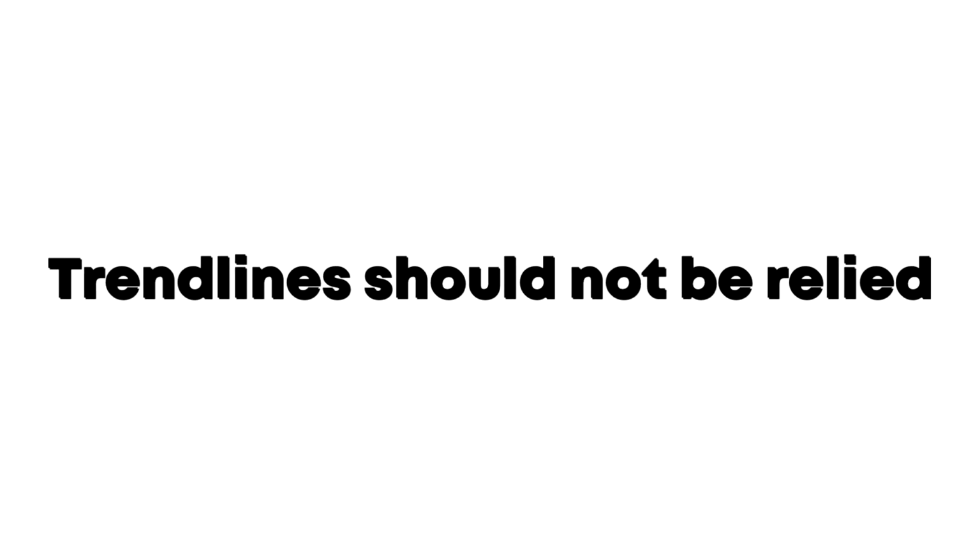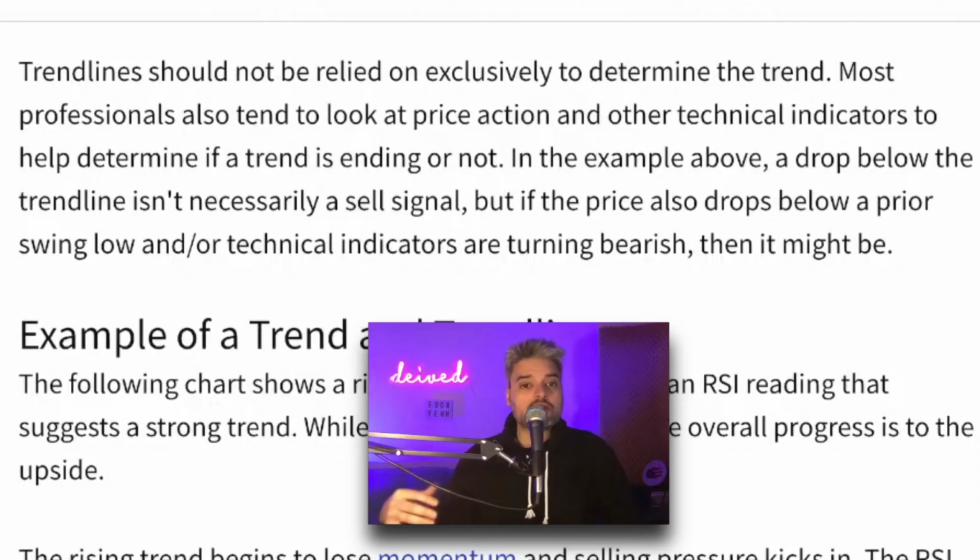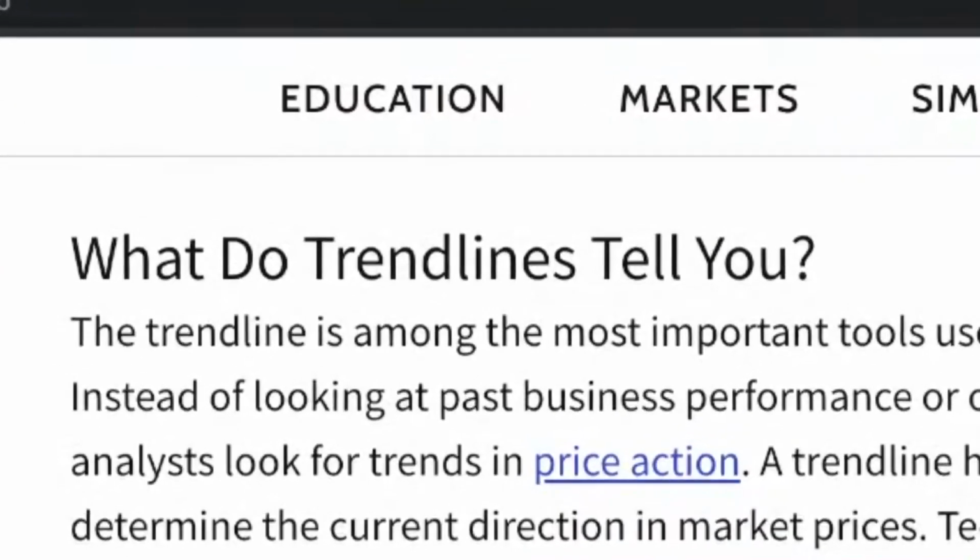Trend lines should not be relied on exclusively to determine the trend. Most professionals also tend to look at price action and other technical indicators to help determine if a trend is ending or not. What do trend lines tell you?